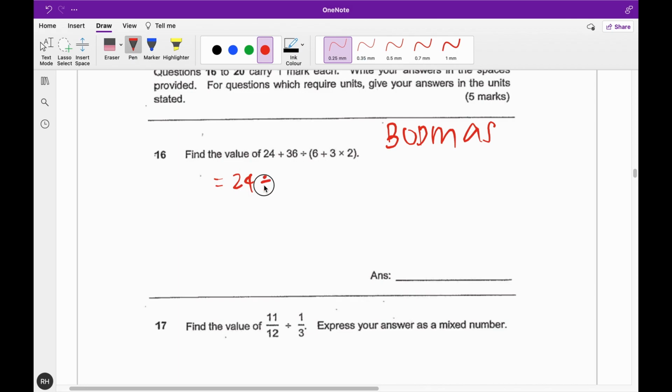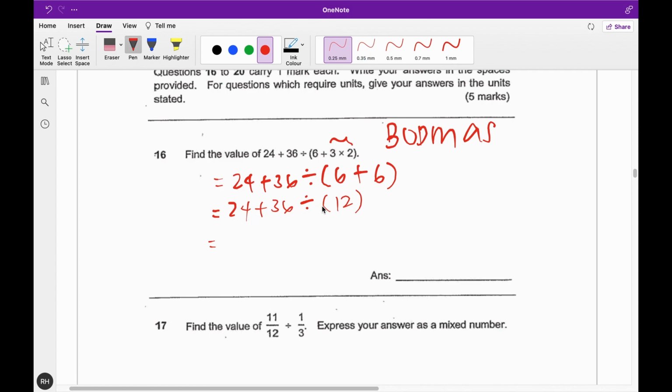So 24 plus 36 divided by, and inside the bracket we always want to do the divide first, followed by times, then add and subtract. So we'll solve this part, 3 times 2. So 6 plus 3 times 2 is 6 plus 6, and inside the bracket we have 12.